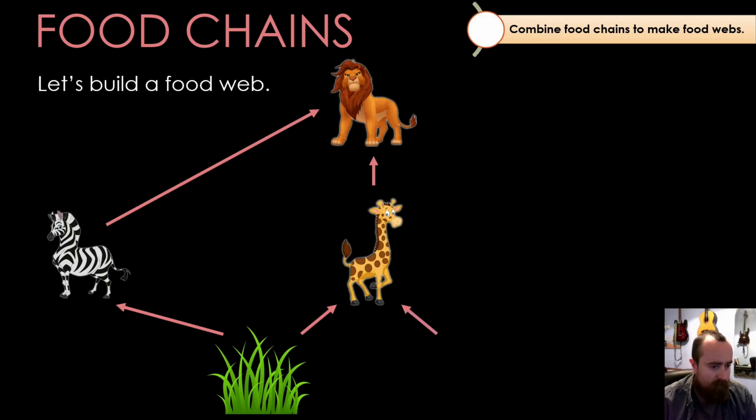Giraffes also eat something else. Got this arrow pointing towards the giraffe, meaning it's taking in energy from somewhere else as well. And the thing we've mentioned so far would be acacia trees, these trees with the leaves that giraffes find so delicious.